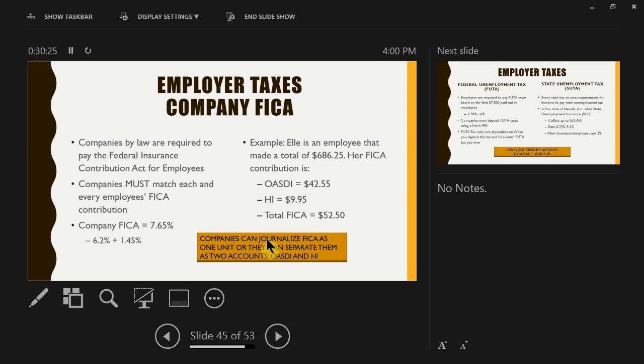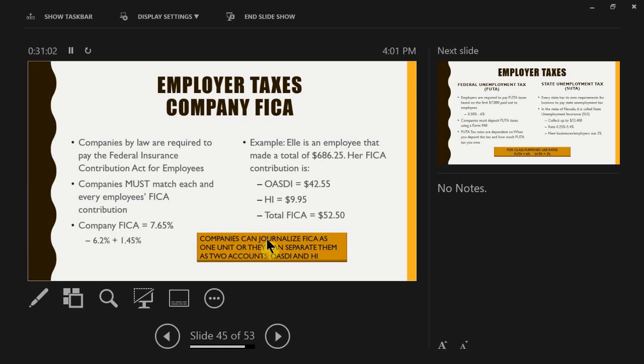$686.25, we are subject to pay whatever amount of Social Security and Medicare that they've claimed. So in this case, right, it's still going to be 6.2% plus the 1.45%. Just to make it a little more simplified, you can keep it separate. It's fine, there's no rule against that. But if you want to make it simple, right, because this is not the only company tax that we have to pay, you can add the two numbers together to get a total of 7.65%.